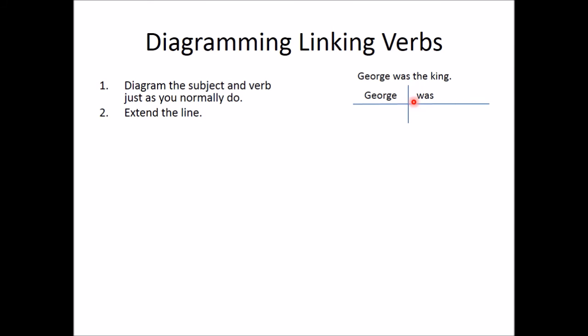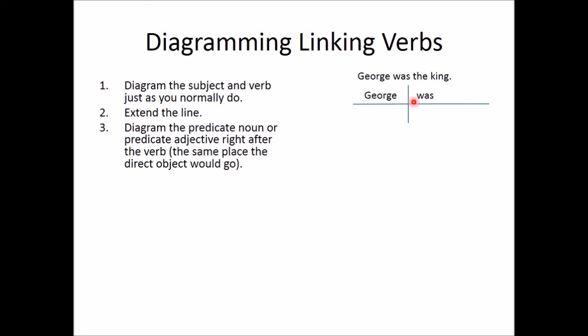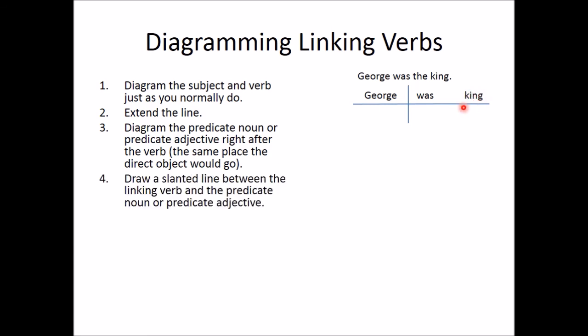We're going to extend our line out, similar to when you have a direct object. And we're going to diagram the predicate noun or predicate adjective right after the verb in the same place that a direct object would go. Right? This is where we would put a direct object if we had one, but the predicate noun or predicate adjective goes in that same place. The difference is instead of drawing an up and down line, we draw a slanted line between the linking verb and the predicate noun or predicate adjective, kind of like a forward slash, like that.